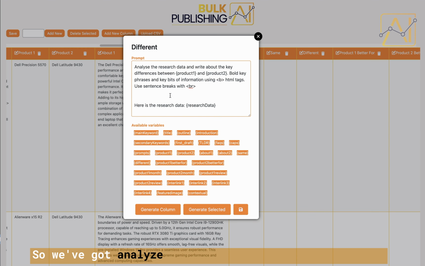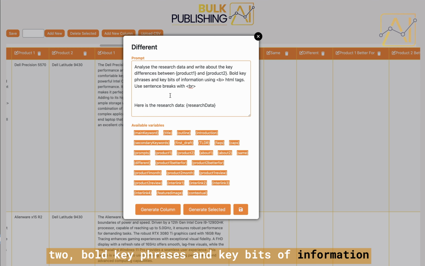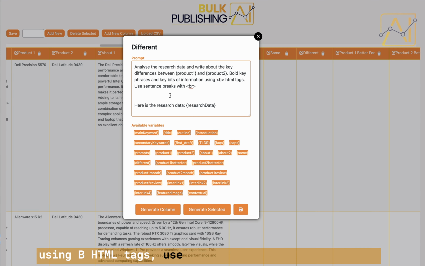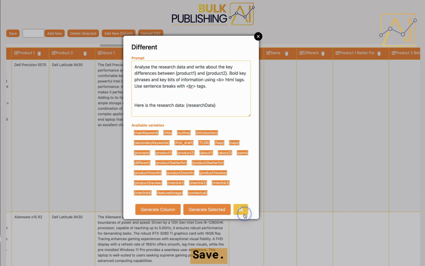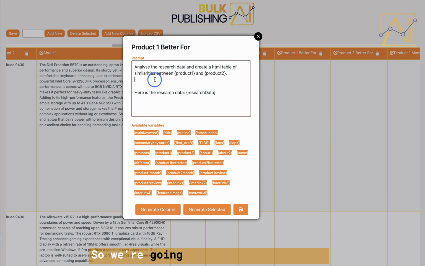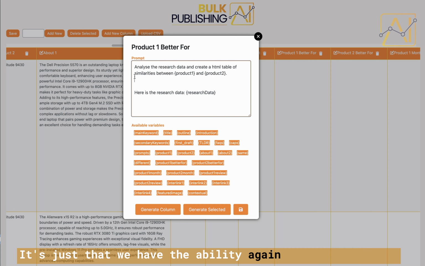Okay, so we've got analyze the research data and write about the key differences between product 1 and product 2, bold key phrases and key bits of information using B HTML tags, use sentence breaks with BR tags. Save. So we're going to do the same thing, analyzing the research data, and we're getting it to write what we want it to write. Very simple concept. It's just that we have the ability again to get all of our data and use multiple variables to craft a very good blog post.